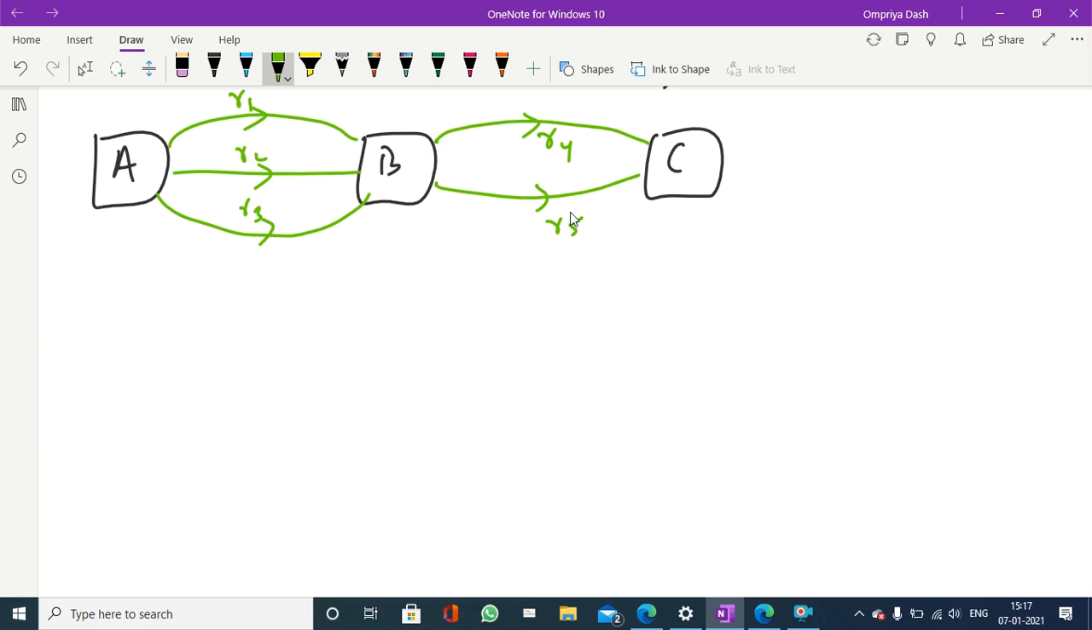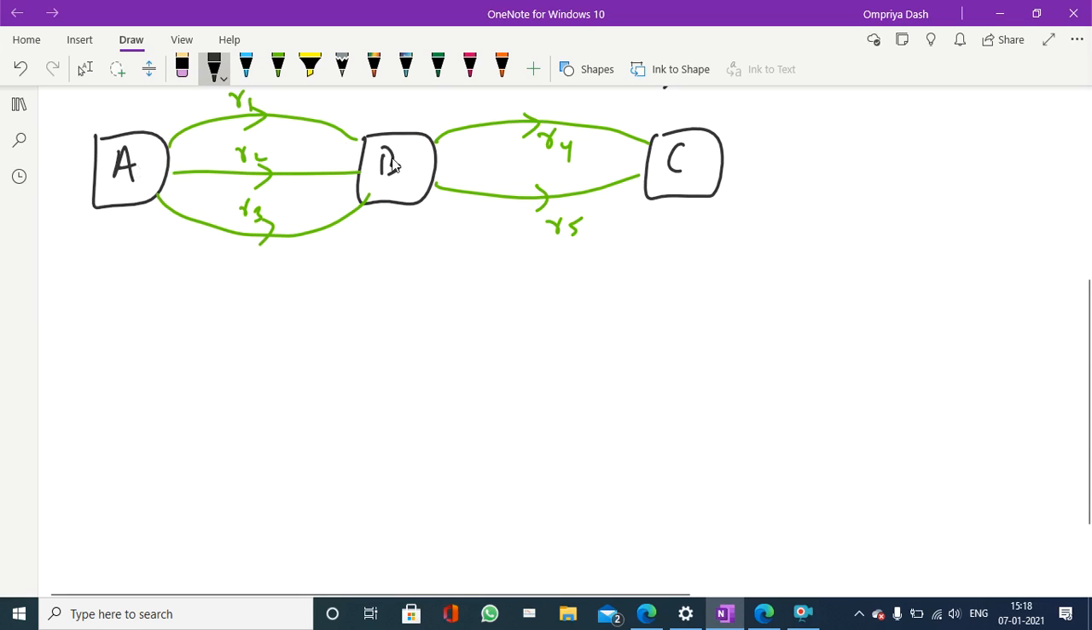Now the thing is, if I want to go from A to C via B, how many routes can I take, or how many ways are there to go from A to C via B? How many different ways are there? Six different ways, right? Okay, what are they?